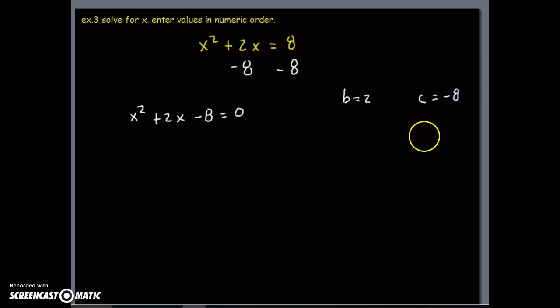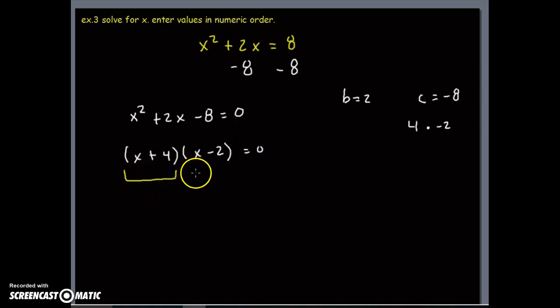So hopefully you're thinking about those numbers right now. Those numbers are 4 and negative 2. 4 plus negative 2 adds up to a positive 2. So our factors here are x plus 4 and x minus 2 equals 0. Now we can go ahead and take each factor.